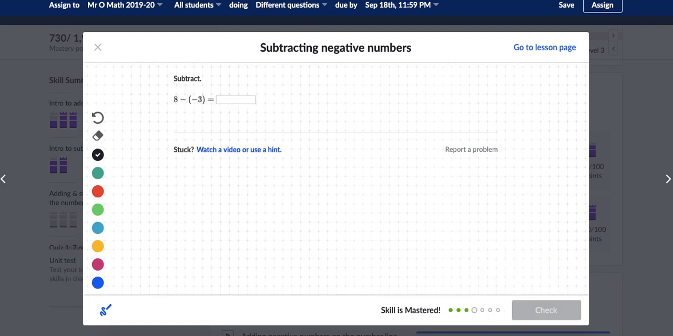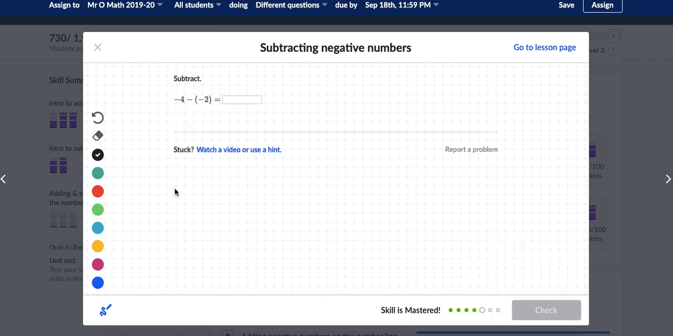Okay. And again, we're going to apply the same idea, adding the opposite. 8 plus, and the opposite of negative 3 is positive 3, right? And in this case here, it's just 8 plus 3, which again is 11. This time it's 11. Let's do one more, okay?